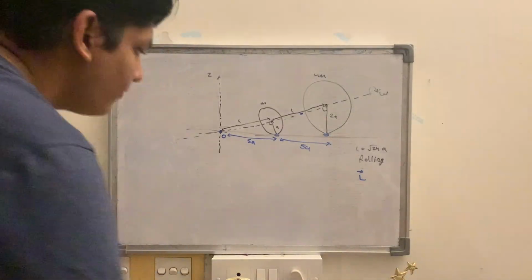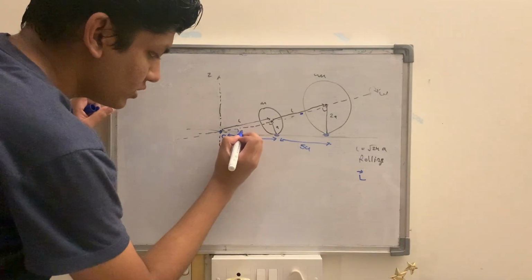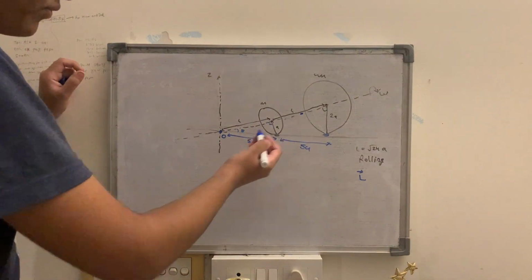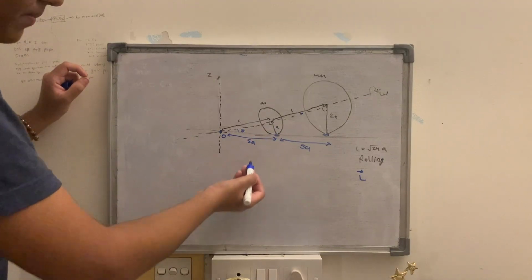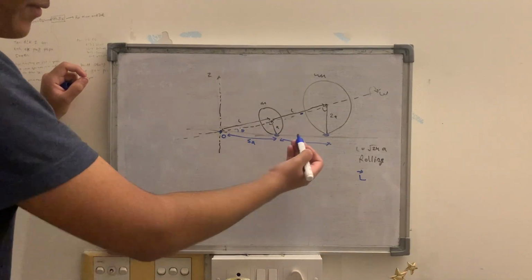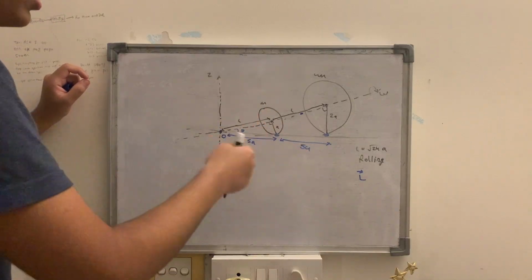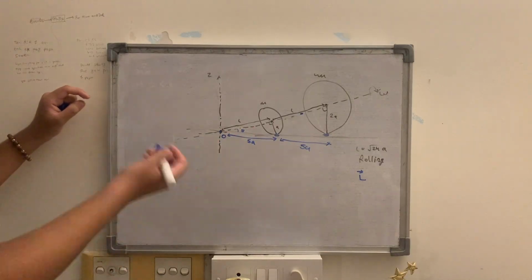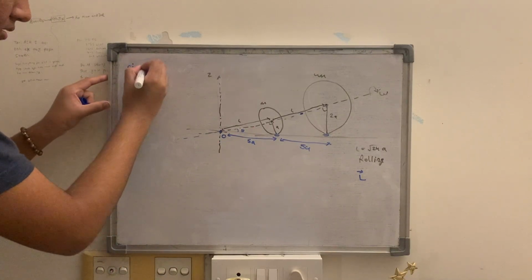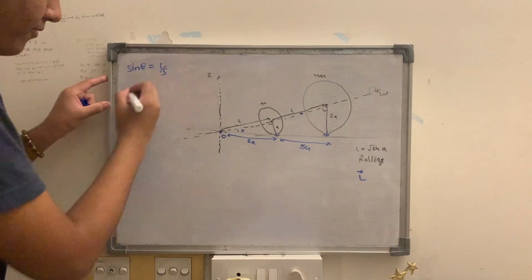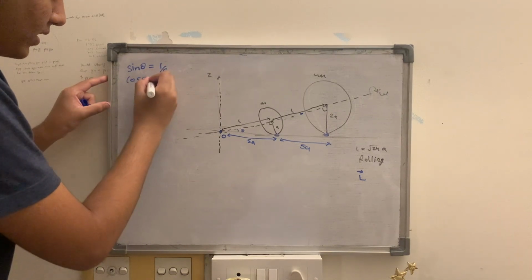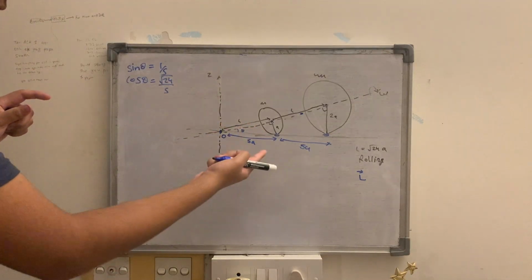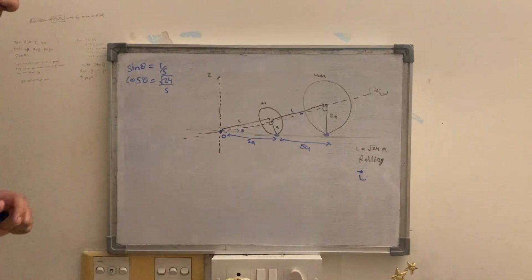Now one more thing we see over here is this angle, which plays a crucial role. The sine of this angle is a by 5a, as 5a is the hypotenuse of this triangle. So sine theta equals 1 by 5, and cos theta is root 24 by 5, because it will be L by 5a, where L is root 24a.